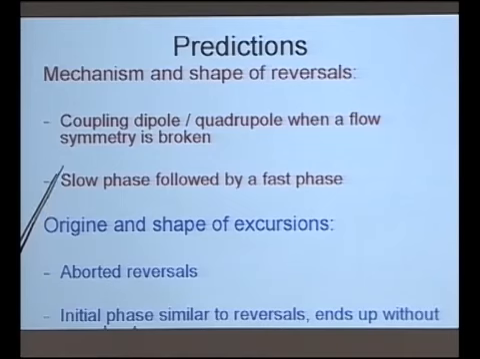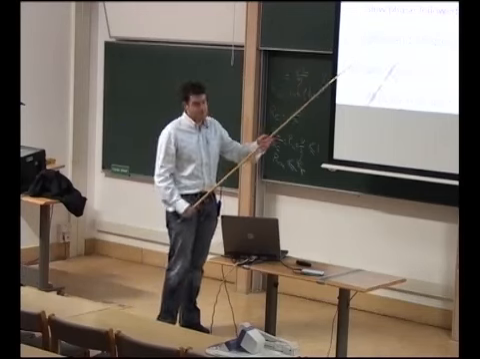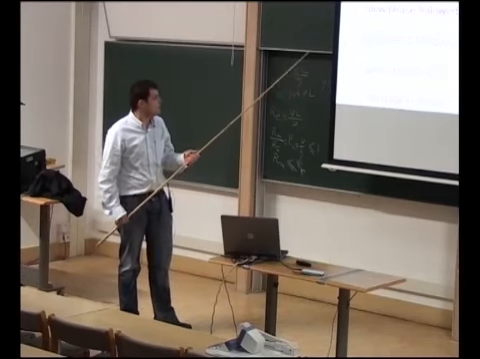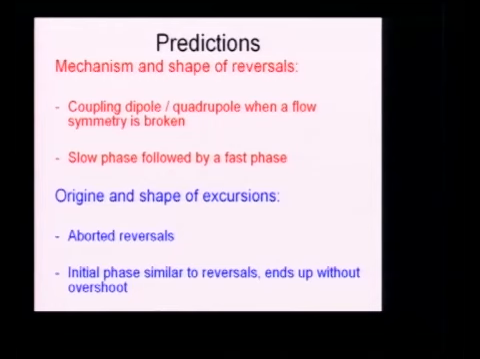So some predictions from that. We have a mechanism, and we predict the mechanism and the shape of the reversal. It comes from a coupling between dipole and quadrupole when a flow symmetry is broken. The reversal will be made of two phases, a slow phase followed by a fast phase. And we can also predict the origin and the shape of the excursion.